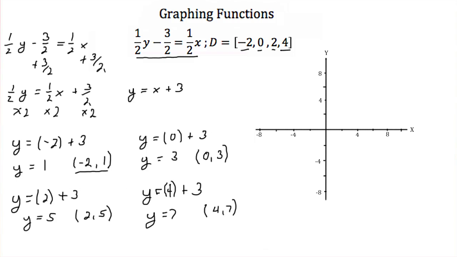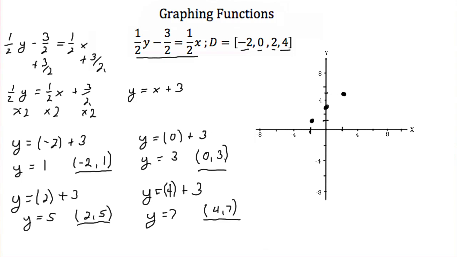So let's plug in these points and graph them on our axes. So the first one, negative 2, 1. Go to negative 2 on the x-axis and positive 1 on the y. So our first point is there. Our next point, 0, 3. 0 is at the center of the x-axis, and 3 is about here on the y. So that's our next point. Our third point, 2, 5. Go to 2 on the x and 5 on the y. So our next point is here.